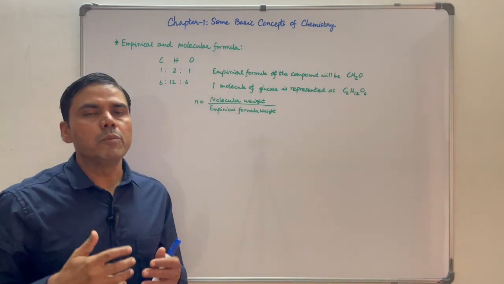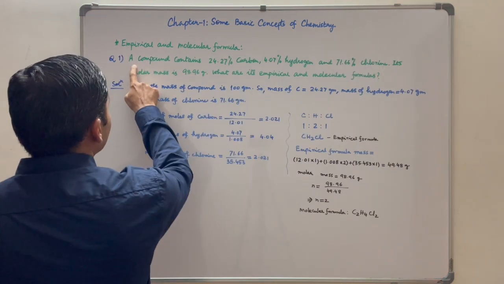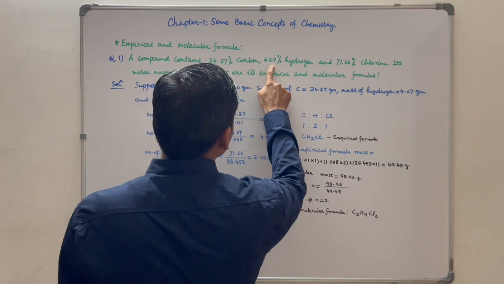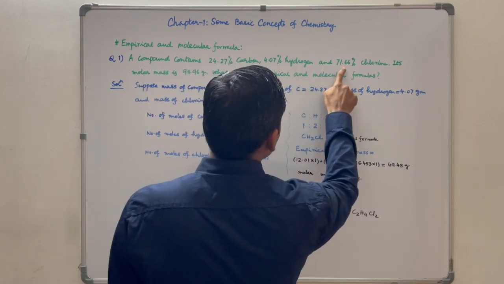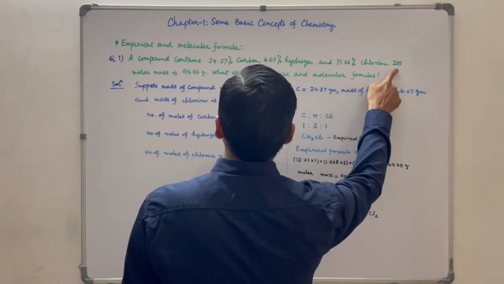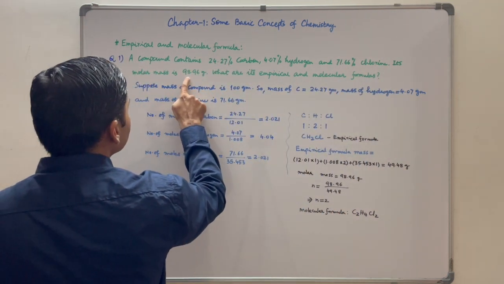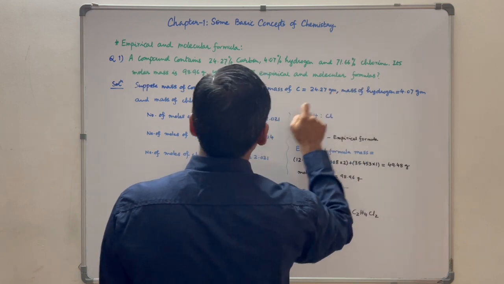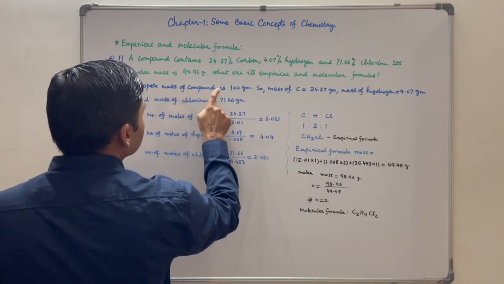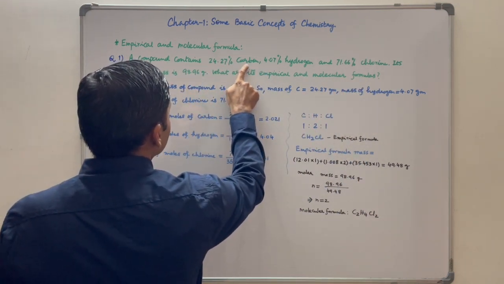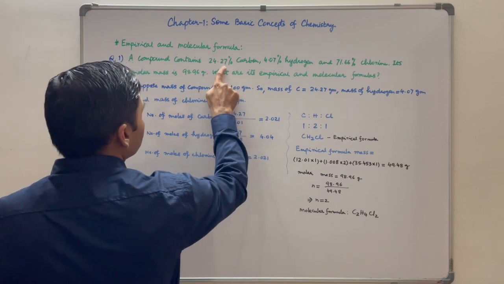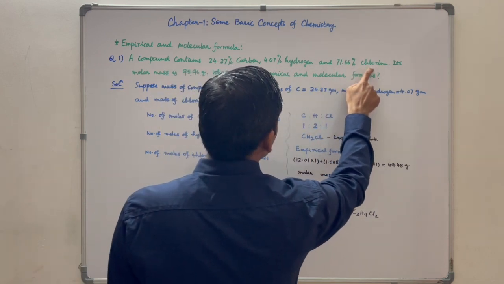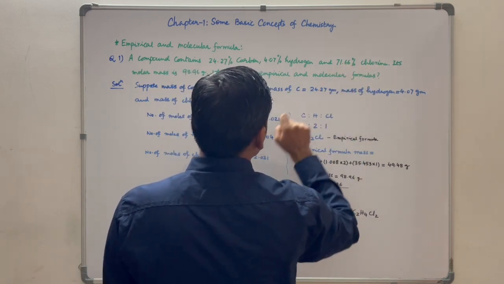Let us solve one numerical based on it. A compound contains 24.27% carbon, 4.07% hydrogen and 71.66% chlorine. Its molar mass is 98.96 gram. What are its empirical and molecular formulas? Suppose mass of compound is 100 gram. So mass of carbon is 24.27 gram. Mass of hydrogen is 4.07 gram and mass of chlorine is 71.66 gram.